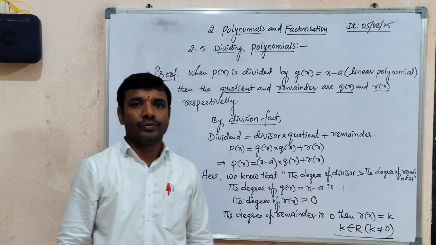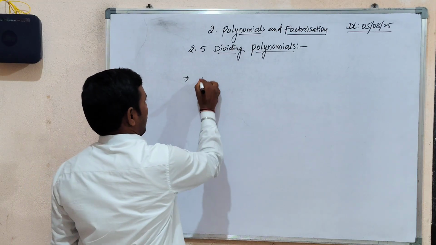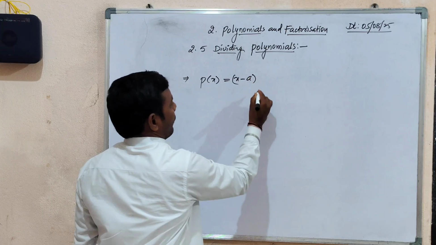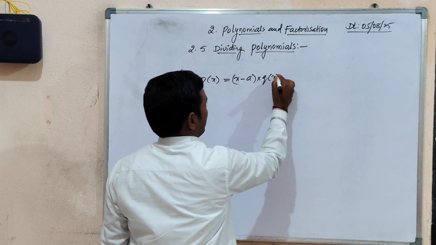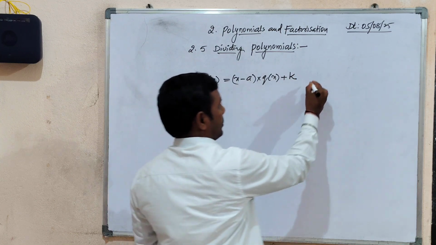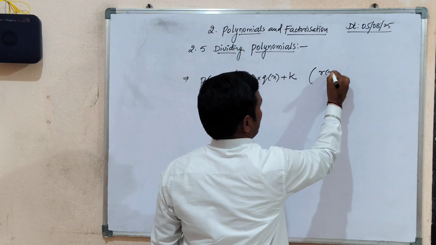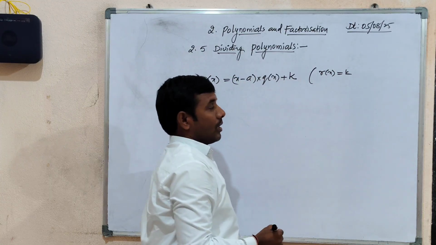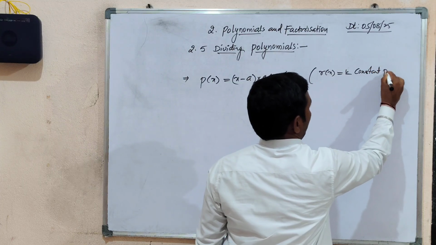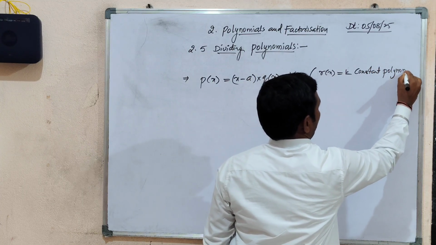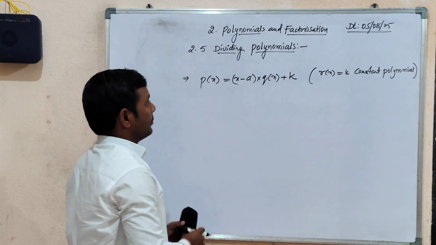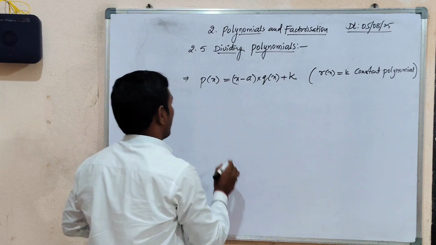Next continuation. P of x is equal to x minus a into q of x plus, instead of r of x, we can consider k, because we just now discussed r of x is equal to k. Nothing but this is one of the constant polynomials. Carefully listen, constant polynomial. So I think you understood now.